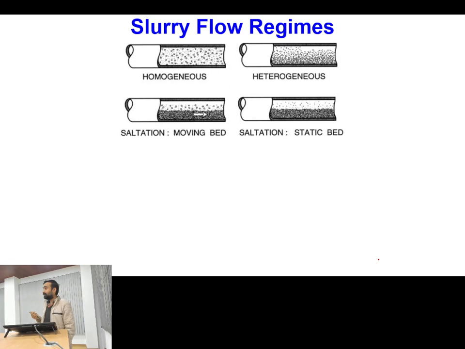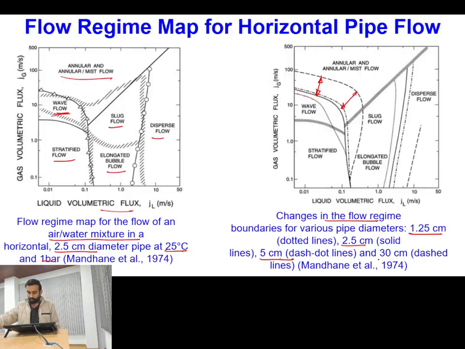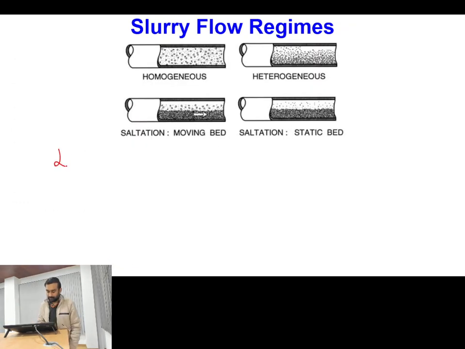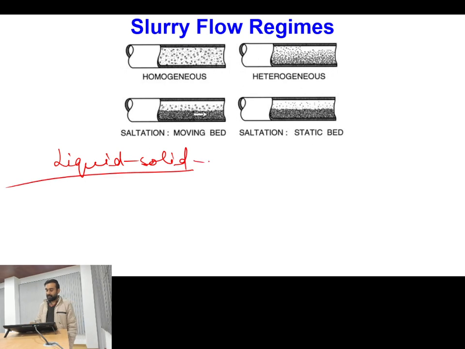Then in the case of horizontal flow, whatever previous design maps I discussed were applicable for air-water, meaning gas-liquid flow in a horizontal pipeline. Now I can have another type of flow which is liquid-solid. I have discussed this a little bit in my lecture 1 or lecture 2 as well. If we have liquid-solid flow, the meaning is I have liquid as the continuous phase and solid particles are dispersed in that liquid.